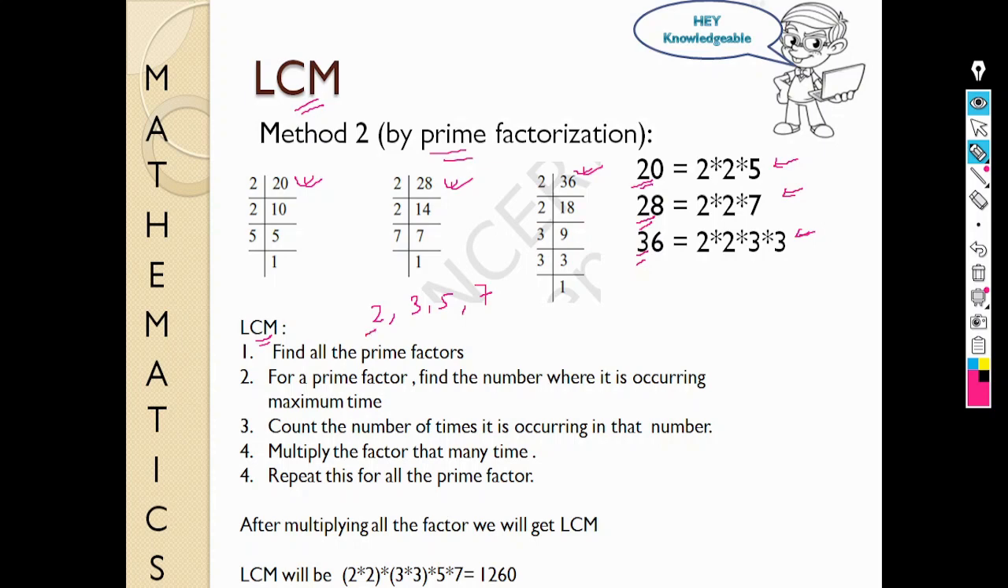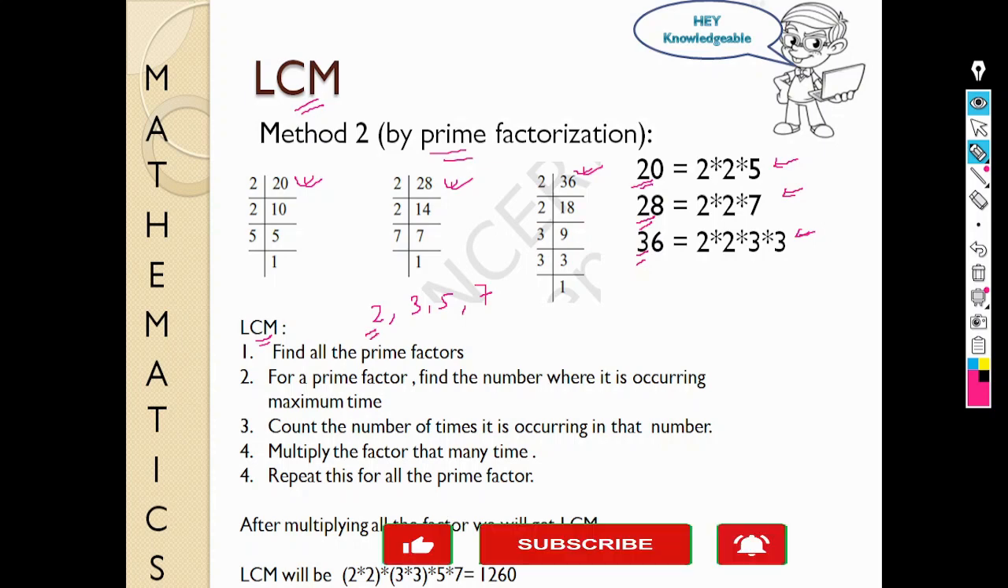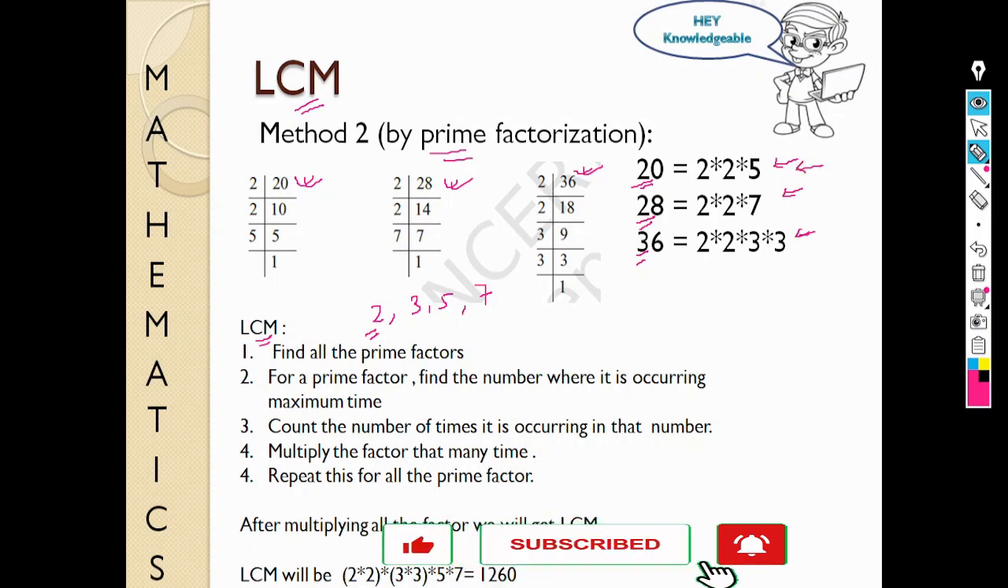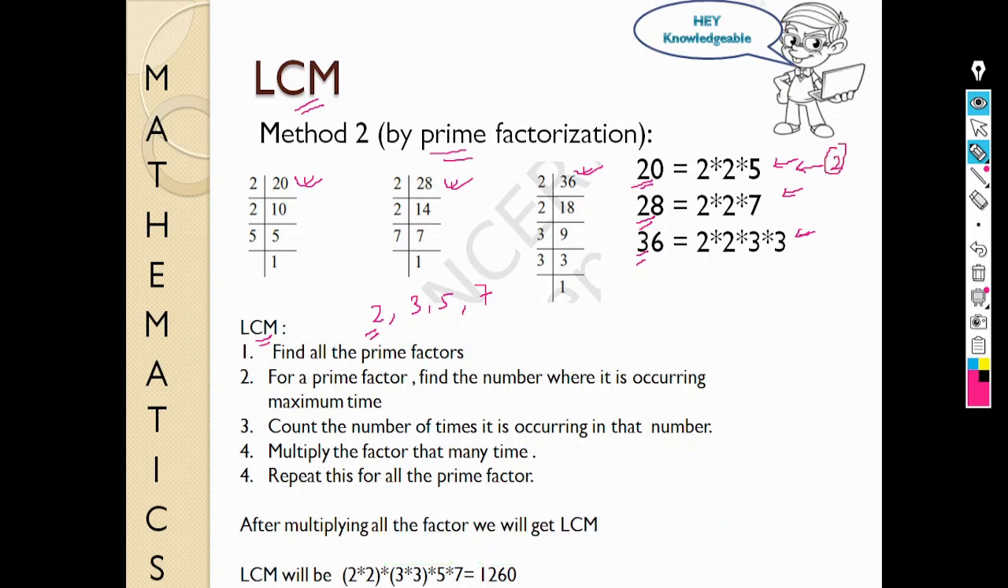So let's take 2 first. Find the number where it is occurring maximum times. If you see, in 20 it is occurring 2 times, in 28 it is occurring 2 times, in 36 it is occurring 2 times. So we can take any of the numbers. Let's take number 36 where it is occurring maximum number of times. So count the number of times it is occurring in that number. In this number, 2 is occurring 2 times. Multiply the factor that many times. So we'll multiply factor 2, 2 times.